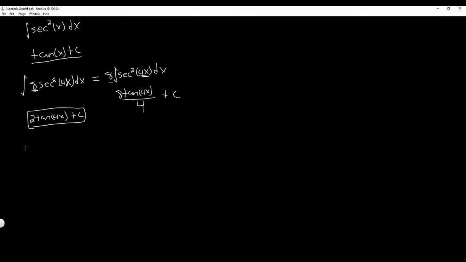Okay, here's another one. Consider the integral of secant x tangent x dx. Okay, so if you know the derivative of secant, it's secant tangent. So the antiderivative of secant tangent is secant x. So the answer to this integral is secant x plus c.